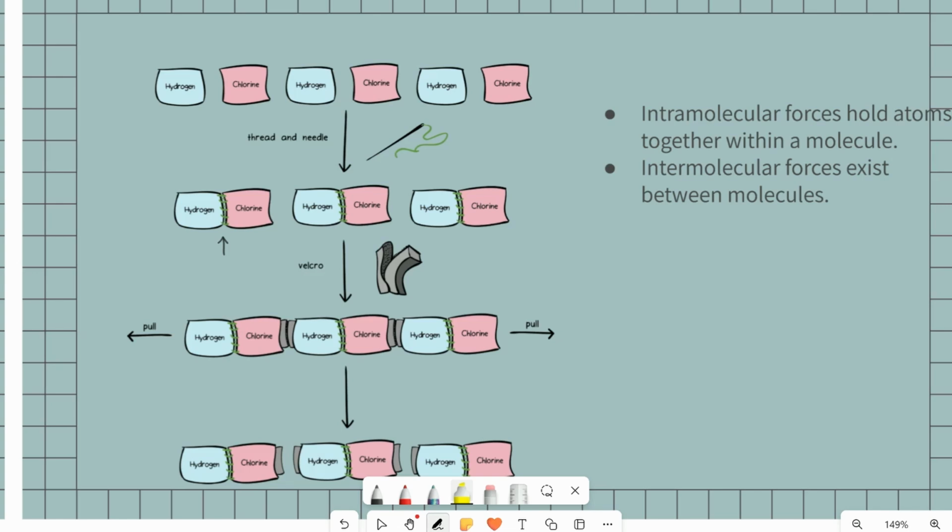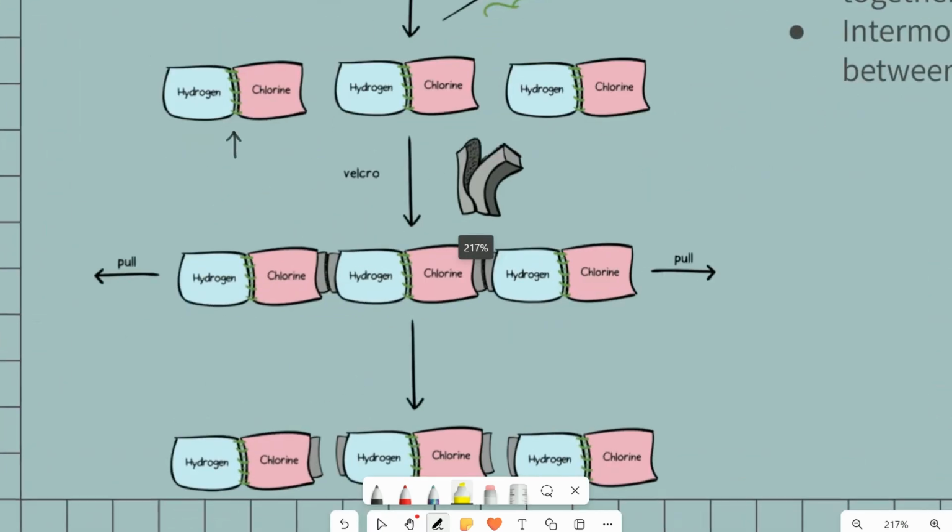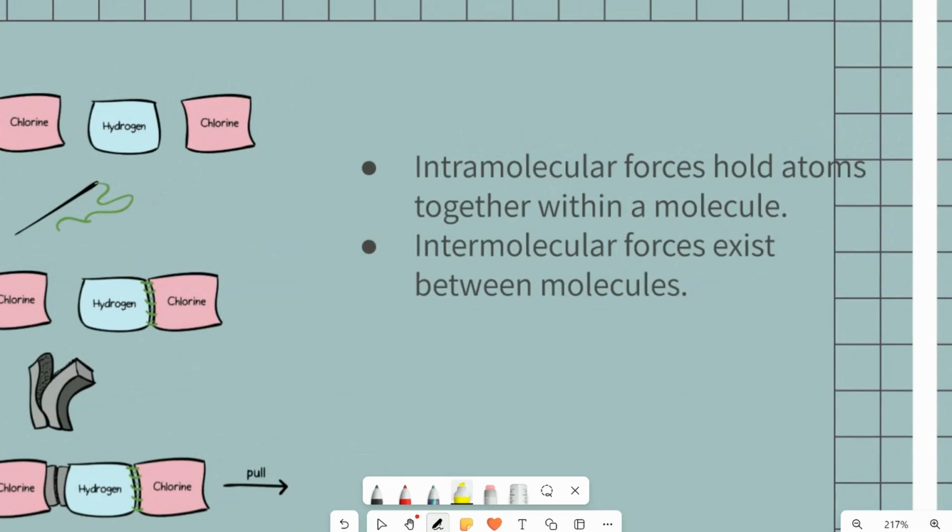So if you pull this setup, the Velcro would give out first. Of course, if you keep pulling, the covalent bond will break as well. But just like Velcro, intermolecular forces are more easily broken up and then reformed, because with Velcro you can just open and close. So intra means within a molecule. That's the force that makes a molecule. And intermolecular forces exist between molecules.